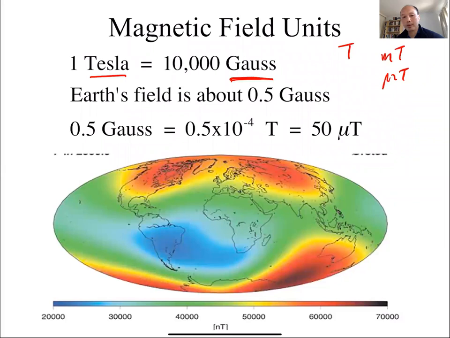The Earth's field is about 0.5 Gauss or 50 micro Teslas. And so one Tesla is essentially 20,000 times the Earth's magnetic field. Okay. And as you'll see, for example, at our center, we have three Tesla magnets. So that's 60,000 times the Earth's magnetic field. So these are very, very powerful magnets.